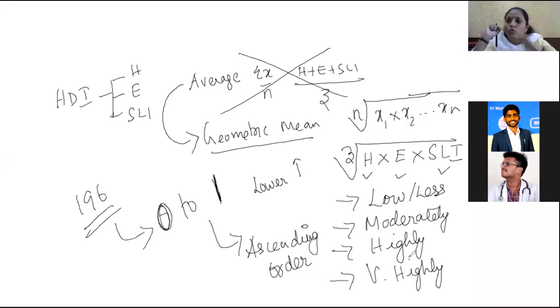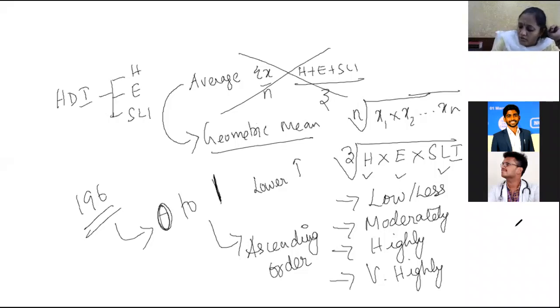So we have got 4 categories of the countries right now: less developed or low developed countries, moderately developed countries, highly developed countries, and very highly developed countries. How did we do this? We arranged all the countries in ascending order and we cut them into 4 equal groups. Right?